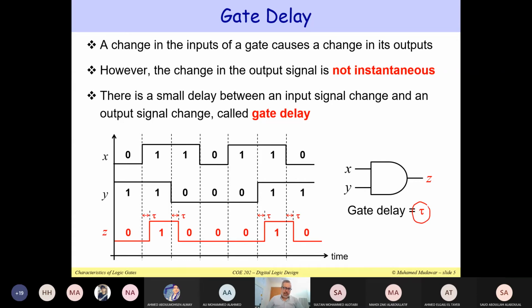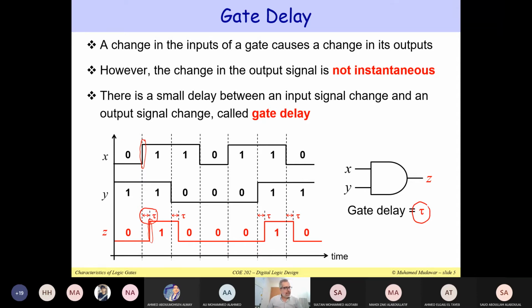So if the gate delay is tau, okay, and this is the same AND gate, but we're assigning to it a delay. So notice that when X changes from 0 to 1 here, the Z is not going to change from 0 to 1 instantaneously. It's going to wait for tau before it changes from 0 to 1. Okay? So that's the gate delay. So it shows that Z is going to change, but not instantaneously, but after a certain delay. That's the meaning of the gate delay.